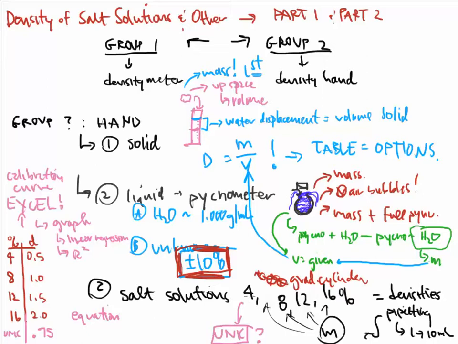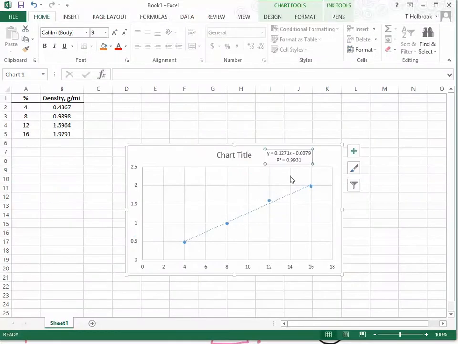I know what the density of a 4% is. I know the density of 8. I know the density of 12. I know the density of 16. Can we use that information and apply that data set to an unknown salt solution and allow me to calculate a percentage here of how much this unknown salt solution really is? And the answer is yes. You do that by the graph that you just created. So this equation tells us the relationship between the percentage and the density.